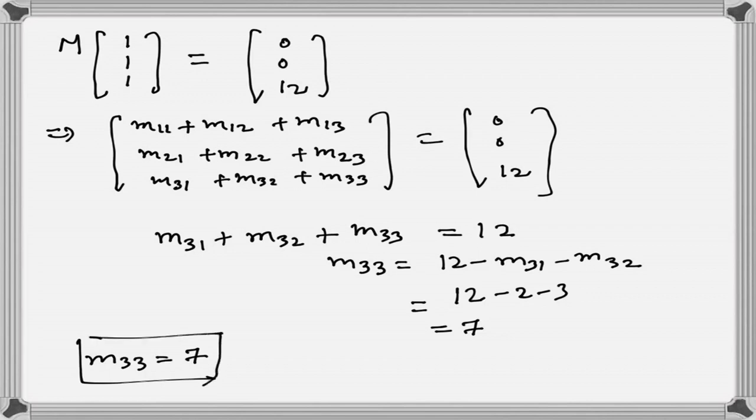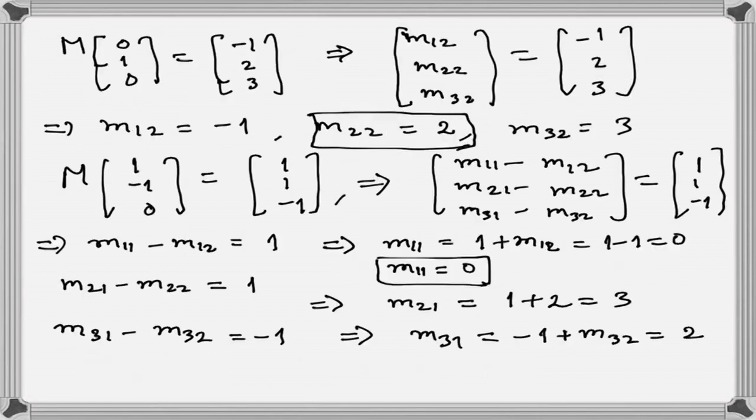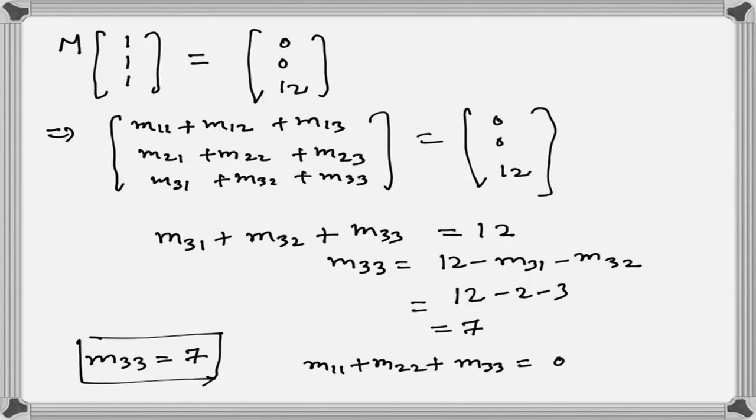Okay, so this means M11 plus M22 plus M33 is nothing but M11, if I remember correctly, it was 0, M22 was 2. So 0 plus 2 plus 7 is equals to 9. So this is the final answer.